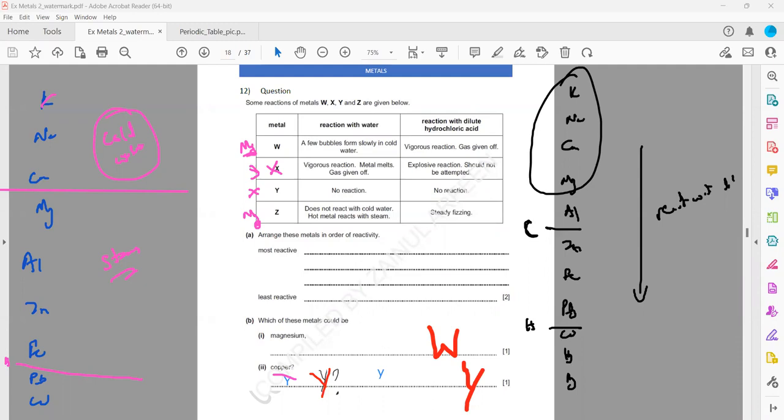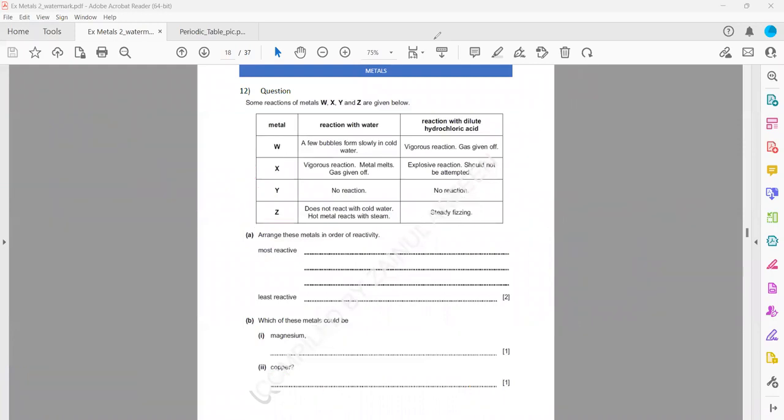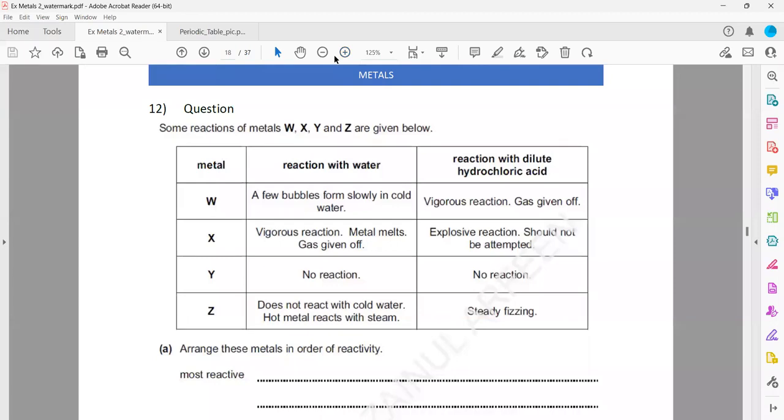So when we are finding the position here, because it is reacting with acid and the reactions are much faster, for W it is a vigorous reaction, a gas is given off. And here, steady fizzing is there, constantly gas is given off, but the reactions are not fast. But magnesium is on the higher side of reactivity, so it should react quickly. That's why W is the most appropriate, closer to magnesium. Magnesium is more reactive in acid than in water. Is it clear, why metal W is magnesium? Yes, sir, clear.